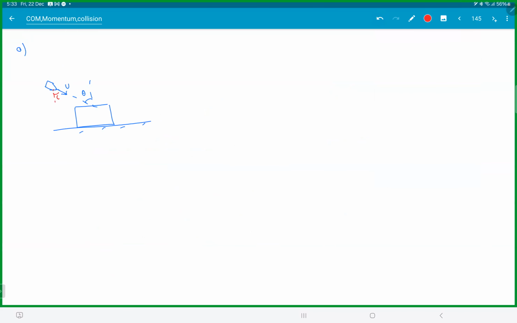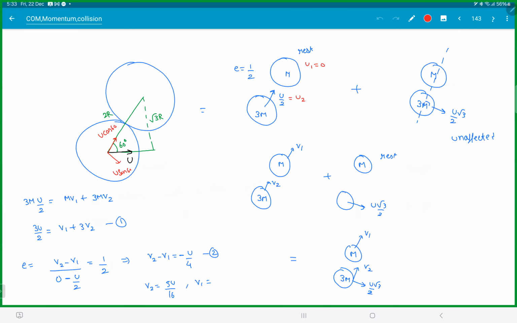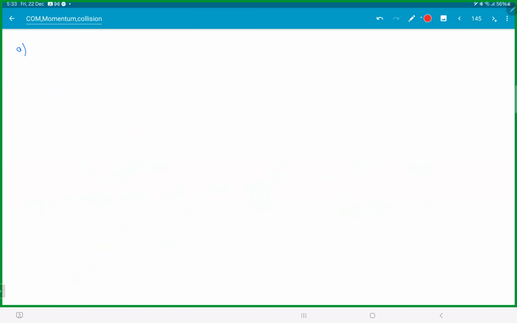So if you look at this component here, this vertical component will be u cos theta. The horizontal component will be... Yeah, the first one is right, Abhinav. So if you look at the components here, this would be theta. This is u cos theta. This is u sin theta.